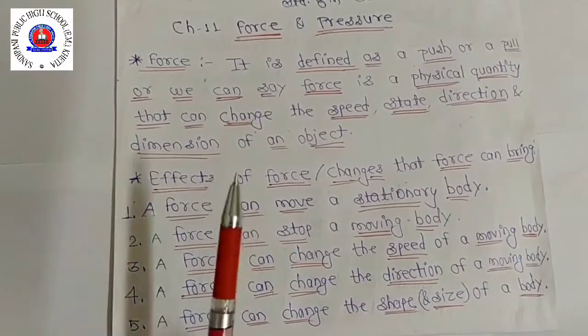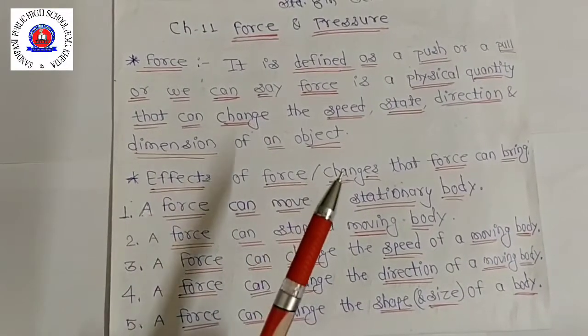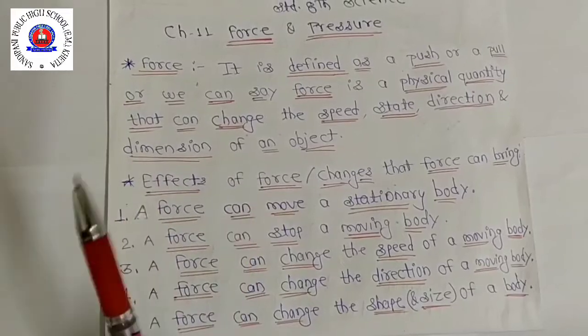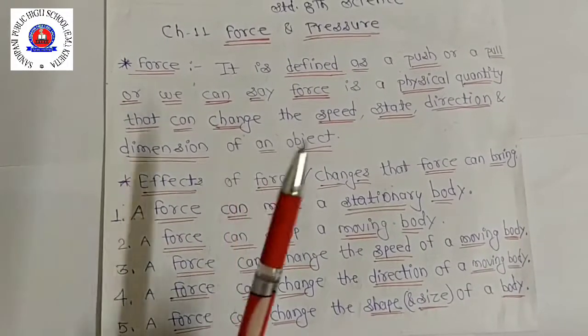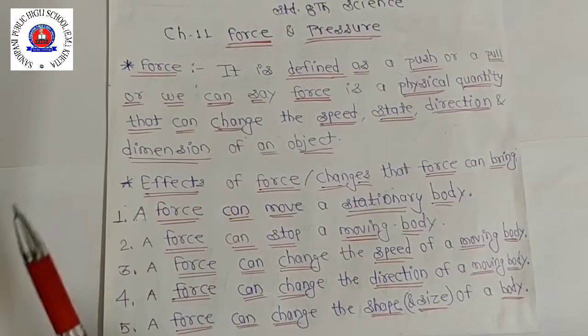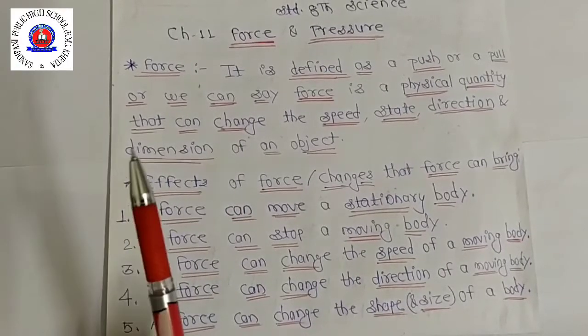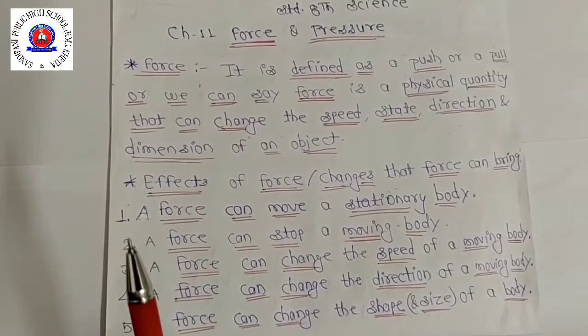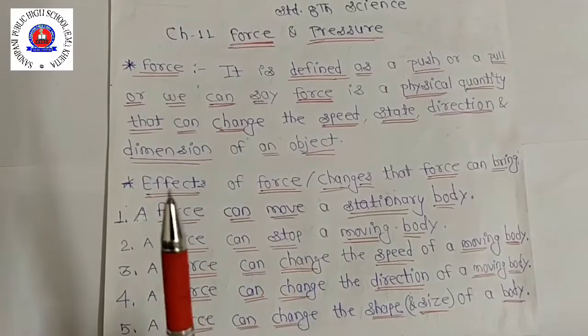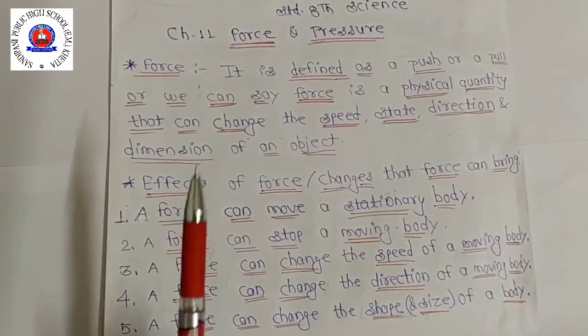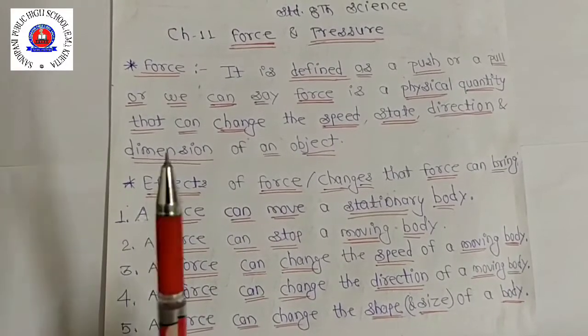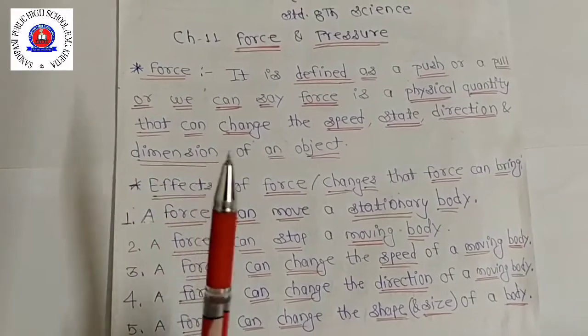Now next one, effect of force or changes that force can bring. A force cannot be seen. A force can be judged only by the effects which it can produce in various bodies or objects around us. Means आप force देख नहीं सकते हो, but we can judge it only by that effect which it can produce in various bodies around us.